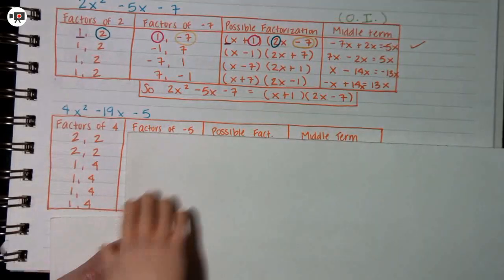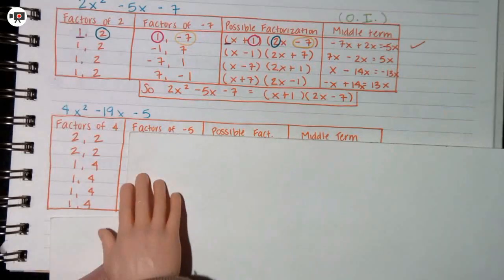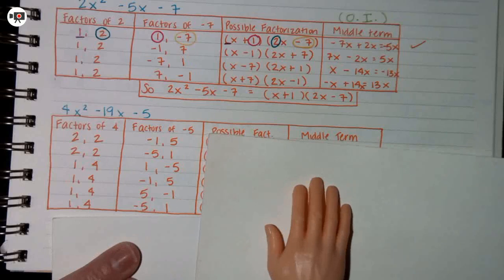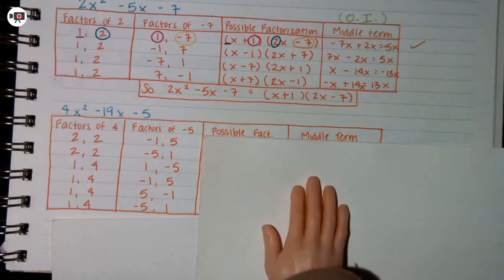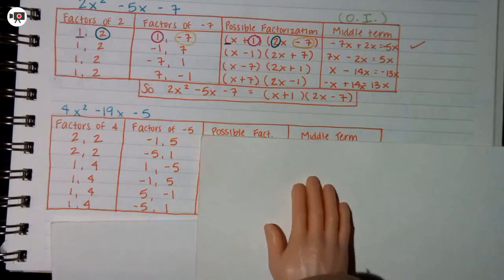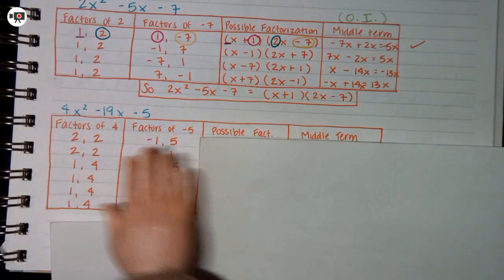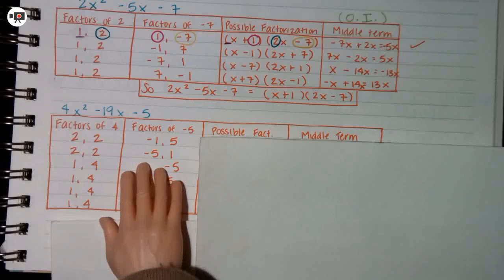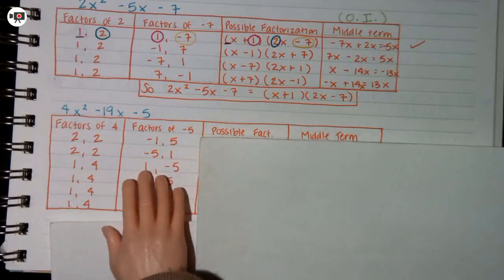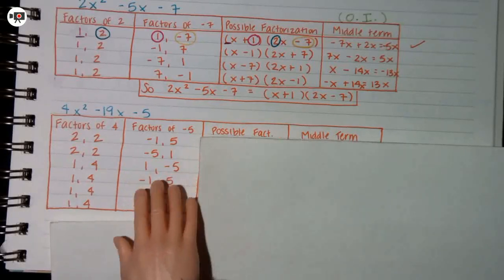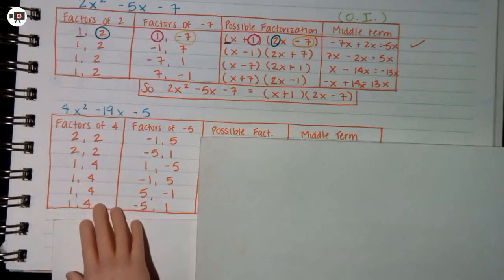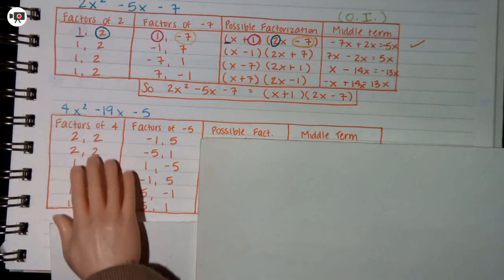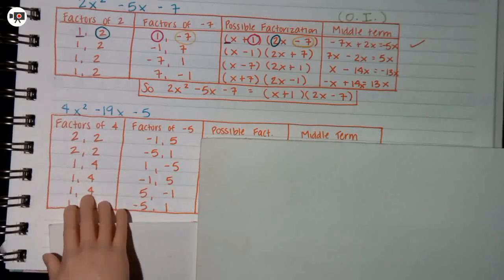Then I have 1 and 4, and I have to put those 4 times, because the order in column 2 will matter. So to make negative 5, I have 1 and 5. One has to be positive, one has to be negative. And so I have negative 1 times positive 5, negative 5 times positive 1, positive 1 times negative 5, positive 5 times negative 1. I have to go through all possible combinations for each different line in my first column.